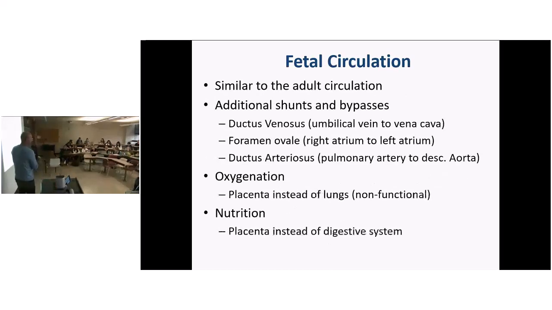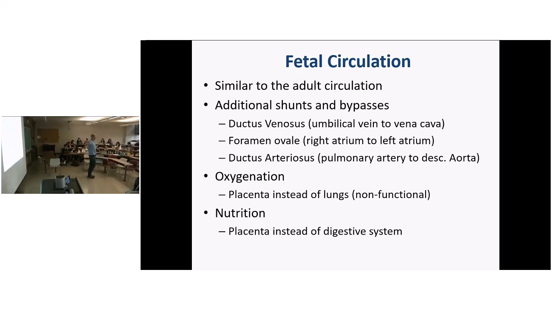Well, the other thing that is probably important to mention is these different things we have in the fetal circulation. We talked about the oxygenation part, which is the placenta instead of the lungs, and the nutrition, the placenta instead of the digestive system. That's a given. So they're not actually functional or used at all. They will only be used afterwards.